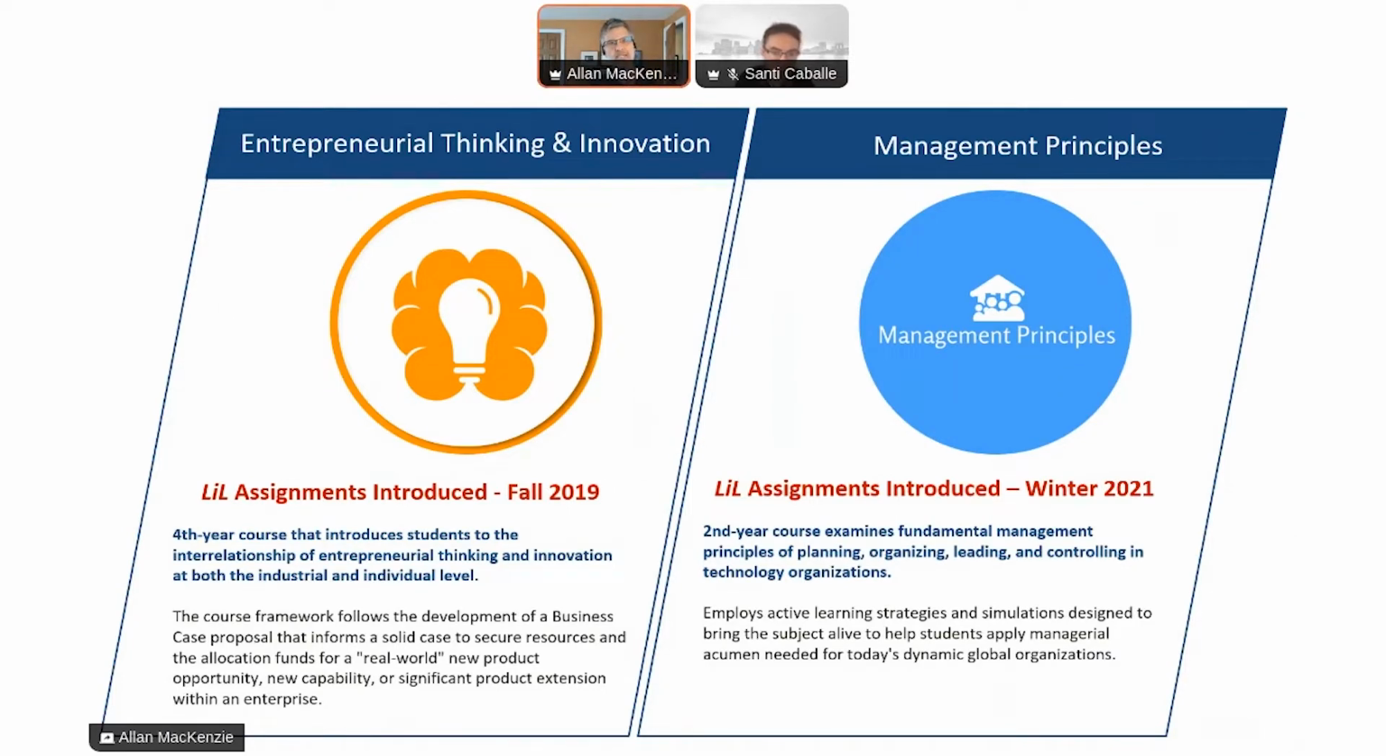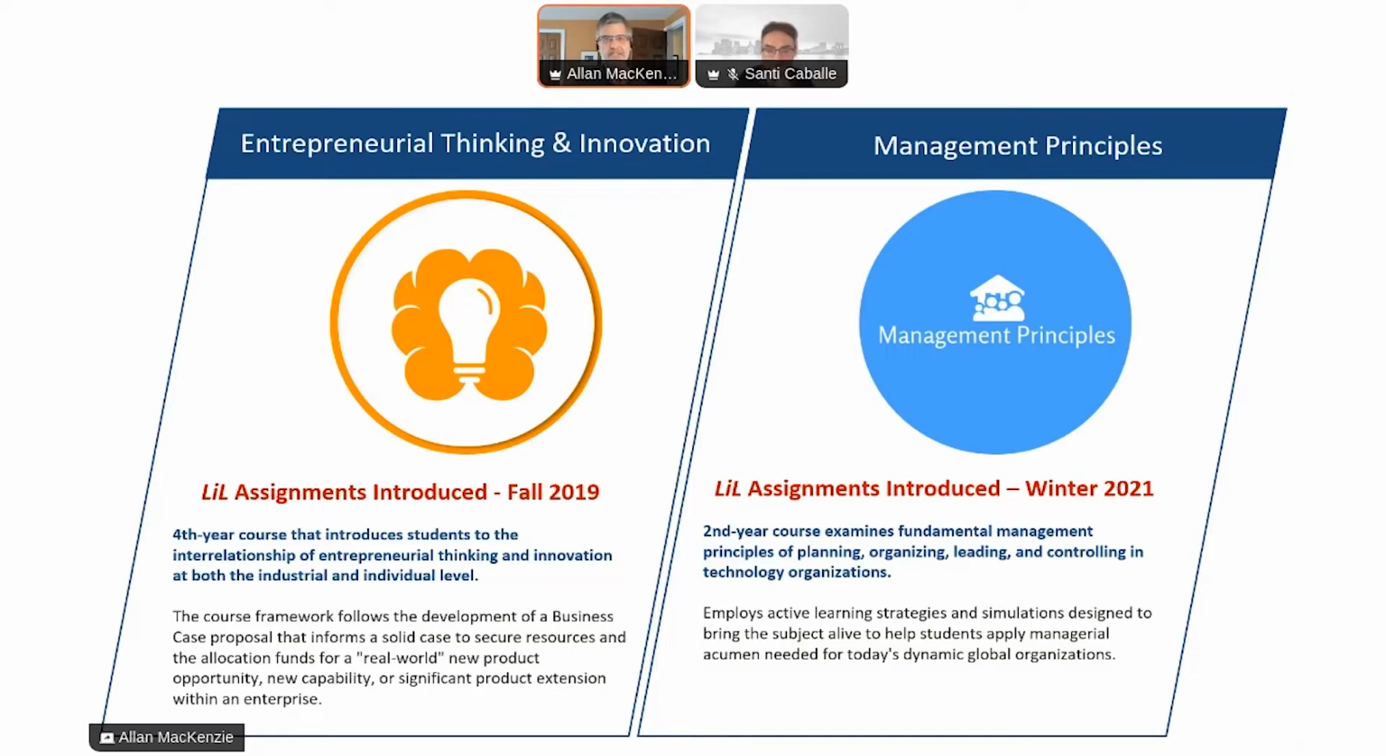The second course I introduced this into was a second-year management principles course, which is more of a fundamentals course on the key elements of management within technical organizations, such as leading, controlling, planning, etc. So very much a foundational course. So two very different cohorts that I introduced this into.